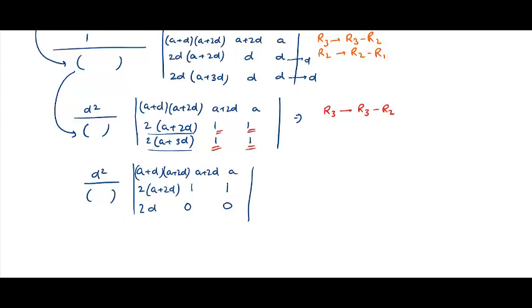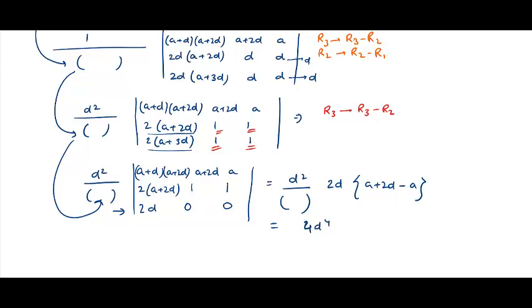Alright, and now we can expand this along the third row. So this gives you d square upon this entire expression which we were using here into 2d times a plus 2d minus a. So that gives you 4 times d to the power 4 upon this expression, and that completes the proof.